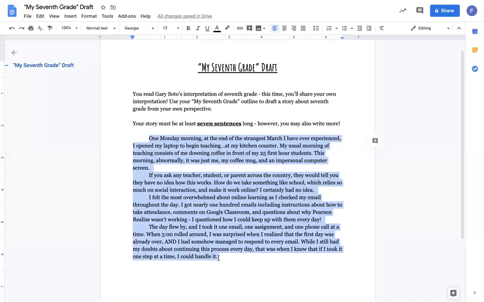I know mine is a little bit more lengthy, but it is really important to me that you're hitting this 7-sentence limit because it is very tough to create a full story arc with less writing than that. So just keep that in mind. Make sure that you're giving some detail to your story.